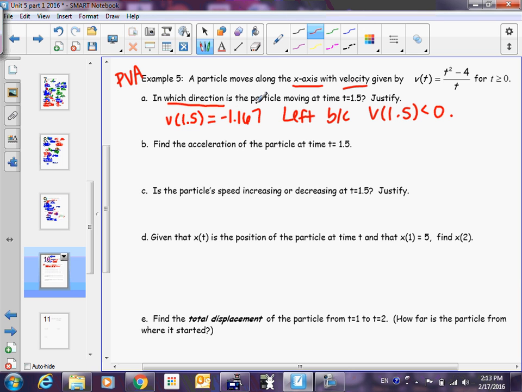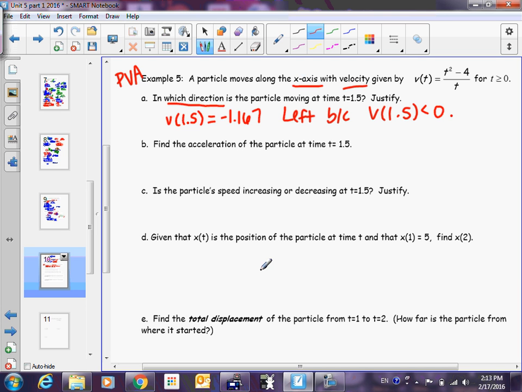What if this had said y-axis? How would that change my answer? What direction does the y-axis run? Not left and right. Up and down. So if this said y-axis, how would that change my answer? It would say down. The answer would be down for the same reason.